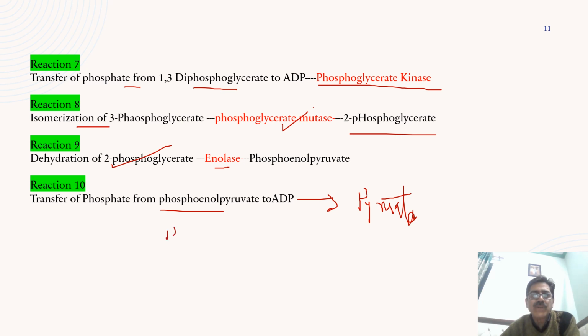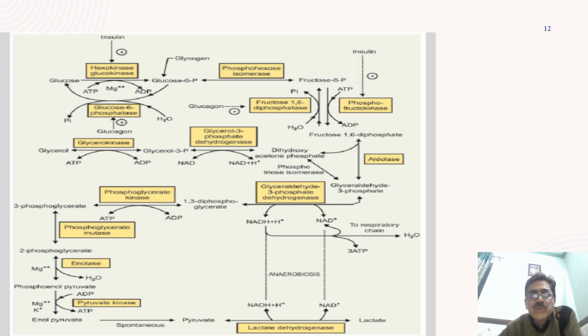So reaction number 1, as I said earlier, reaction number 3, and the last reaction, reaction number 10, they are irreversible reactions. Rest of the reactions are reversible. Now you can see from this chart, we started with glucose, enzyme was hexokinase, we got glucose 6-phosphate. ATP is used as energy fuel, ATP is converted to ADP, magnesium ion acts as cofactor. Now you have the isomerase enzyme, glucose 6-phosphate gets converted to fructose 6-phosphate.